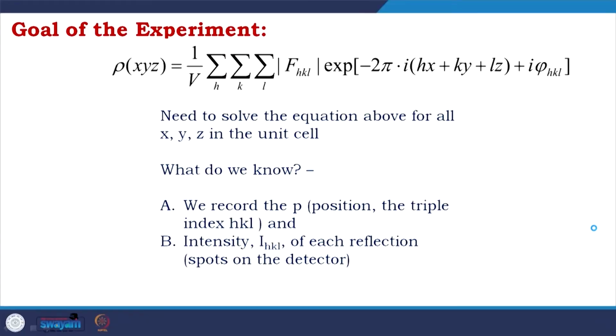So, we talked about what the problem is. Now, through theory, we try to understand that this is the phase problem, and a large part of the development of crystallography is devoted to solving it. So, this is the electron density equation. We need to solve the equation for all x, y, z in the unit cell. What do we know? We record the position, the triple index HKL, and the intensity I(HKL), which is proportional to the structure factor squared of each reflection, which we get from the spots in the detector, the diffraction pattern.